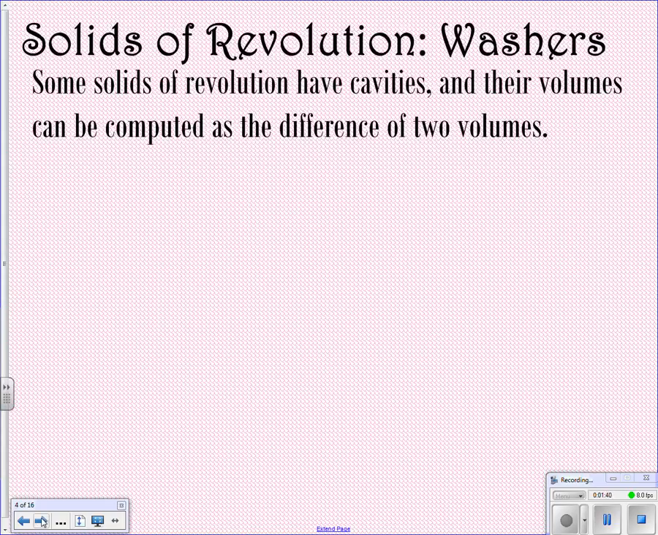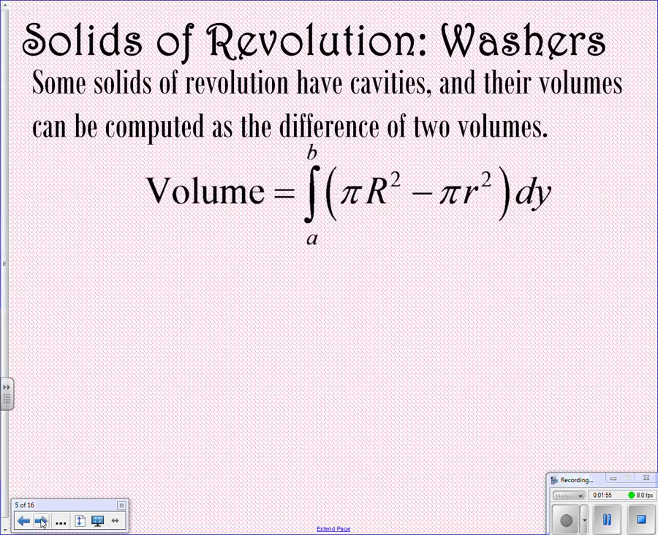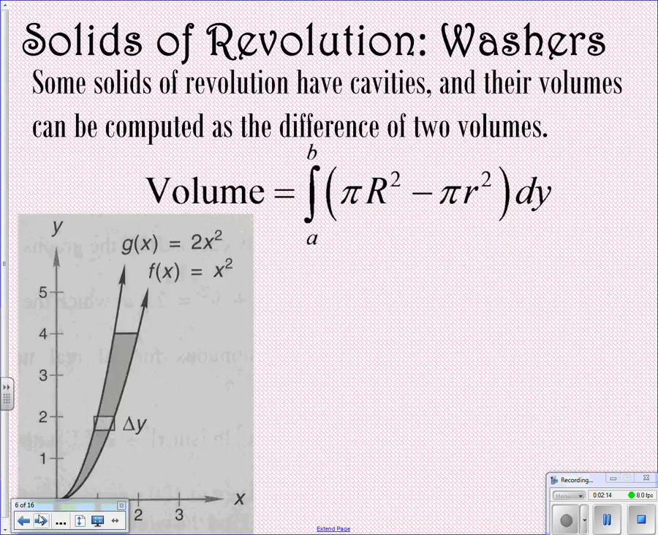So some solids of revolution have cavities, and their volumes can be computed as the difference of 2 volumes. So if you've got a part that's missing, you're going to be computing it as the difference of the bigger volume minus the one that's pulled out. So that formula is going to be the integration from a to b of pi R squared minus pi r squared. Now you're going to have 2 different r's. One is going to be a big R and one is a little r. And now this one says dy because our figure is going to be rotated about the y-axis if you look here. So we're going about the y-axis.